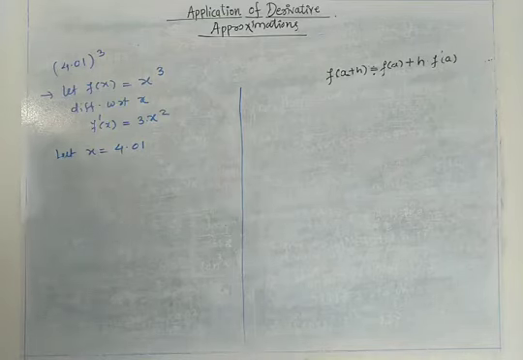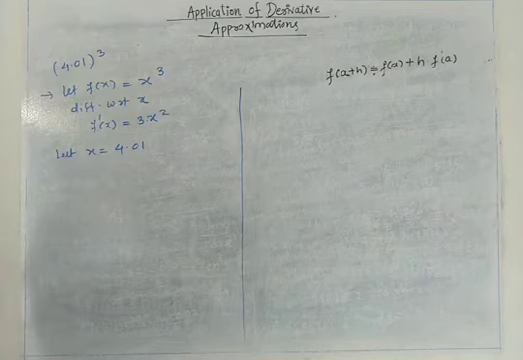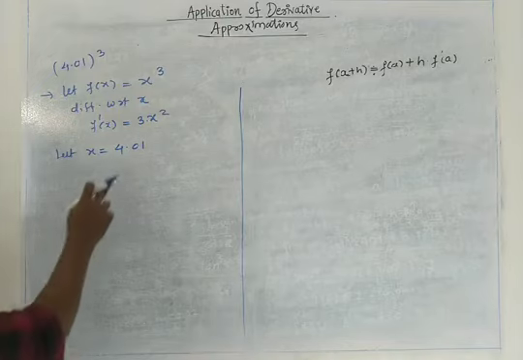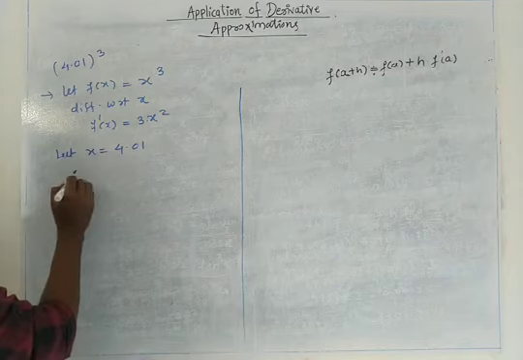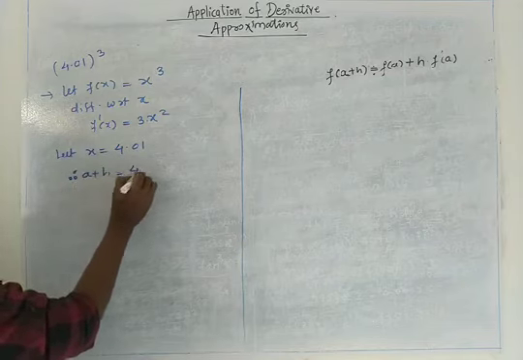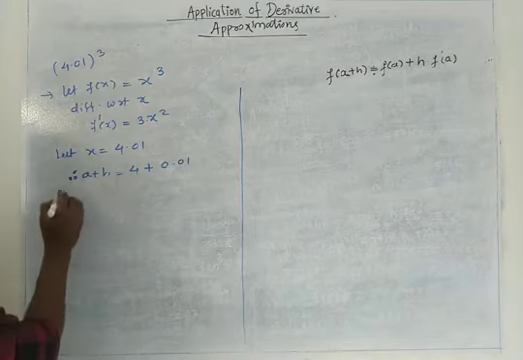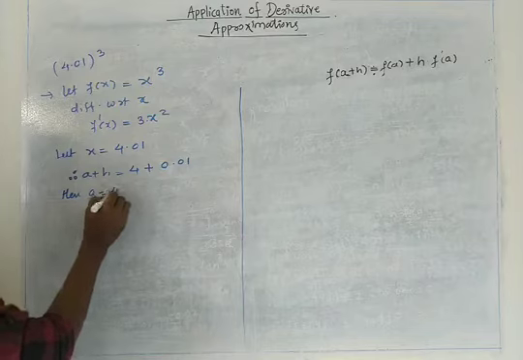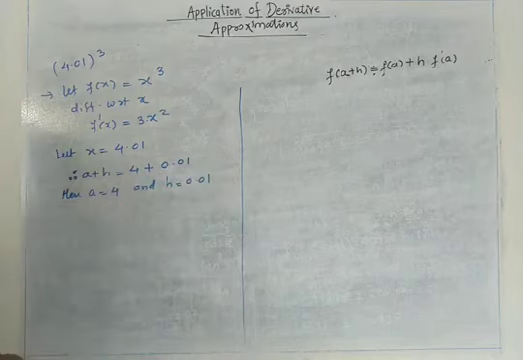Now for 4.01 we are checking a cube. So which cube is the nearest to 4.01, which we know is 4 cube. That 4 cube we can easily find out. What is 4 cube? It is 64. So we'll easily know the value of 4 cube. So we'll split this value as a plus h. So a plus h is equal to 4 plus 0.01. Okay. So here we get a is equal to 4 and h is equal to 0.01.